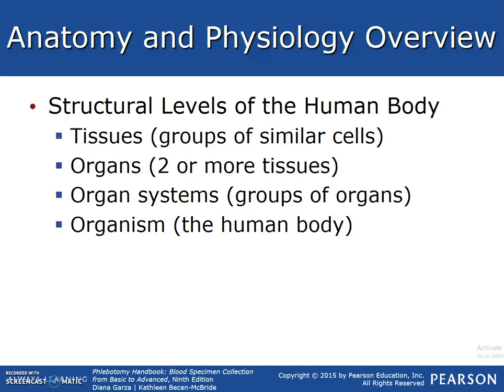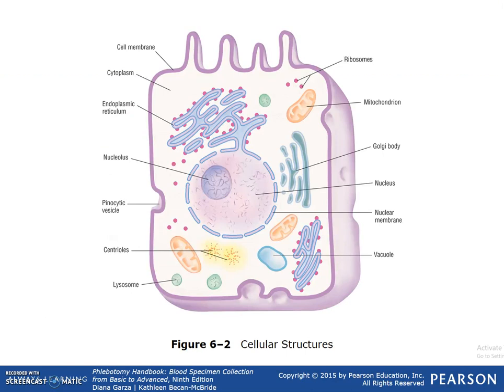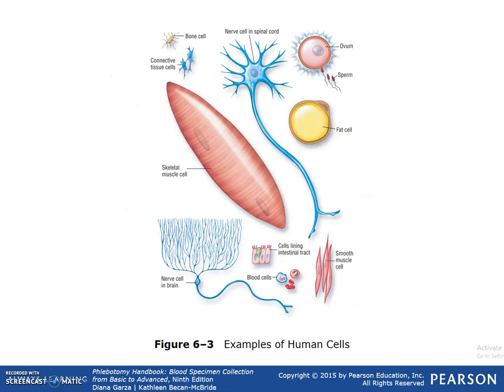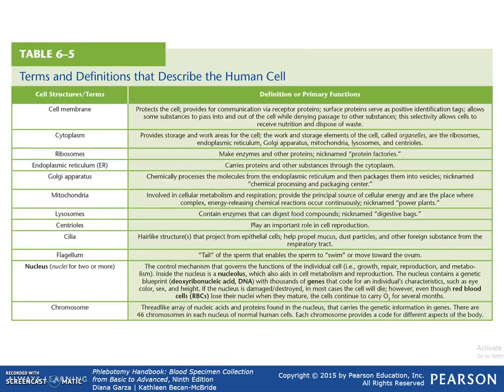The structural levels of the human body. There are tissues, groups of similar cells. There are organs, two or more tissues. There are organ systems, and then there's the organism, which is the human body. This figure breaks down the cell structures. It goes over the cell membrane, the cytoplasm, and the nucleus. Examples of human cells: we have skeletal muscle cells, bone cells, nerve cells in the spinal cord, smooth muscle cells, blood cells, and cells lining the intestinal tract. We also have fat cells and the nerve cells in the brain.